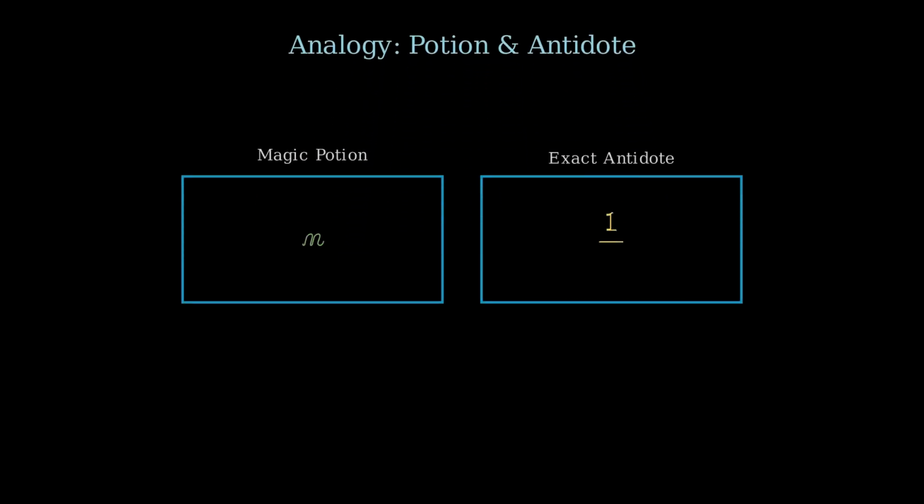Think of multiplication as drinking a magic potion that multiplies your size by m. To return to your original size of 1, you must drink its exact antidote, which is 1 over m. Multiplying a number by its reciprocal completely neutralizes the effect, bringing you back to 1.